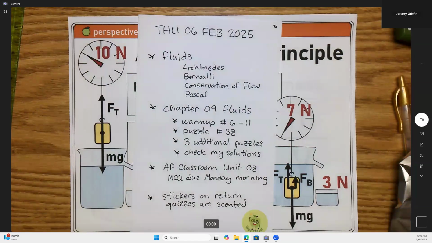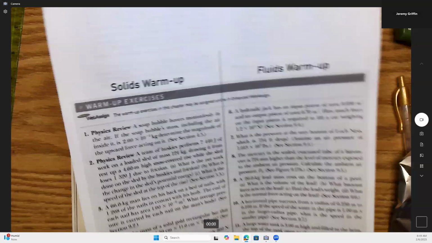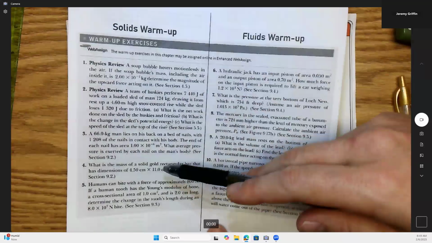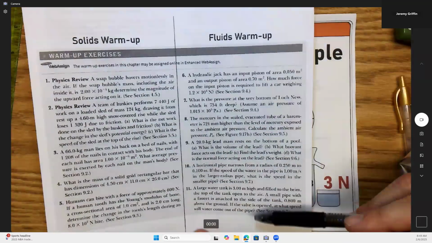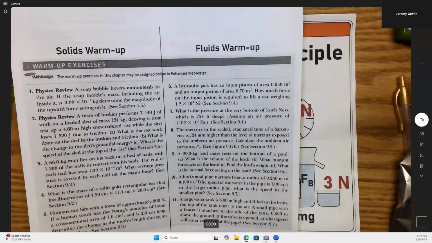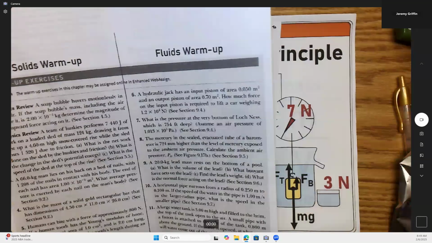Here's the way I'm going to assign these. Numbers here. If you flip this over, there are some warm-up puzzles on the back. Now some of these are solids, so you guys are focused on these fluids. You see numbers 6 through 11 are fluids, and these are warm-up questions out of your textbook. I checked these, and all the main ideas show up here.